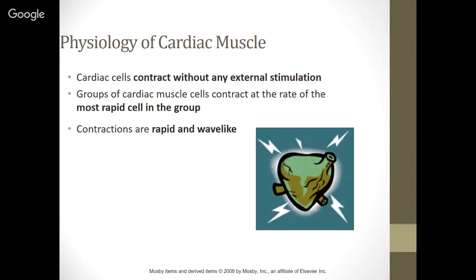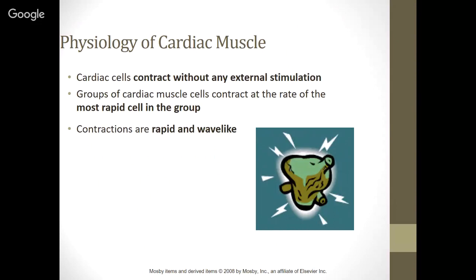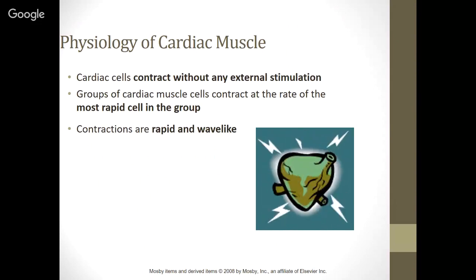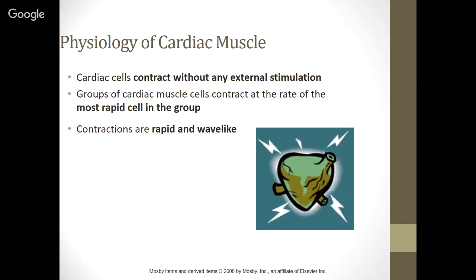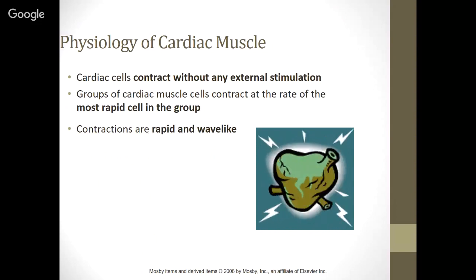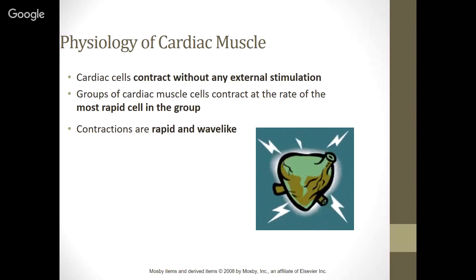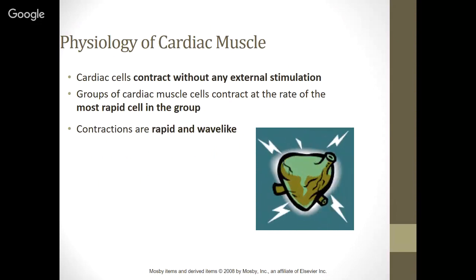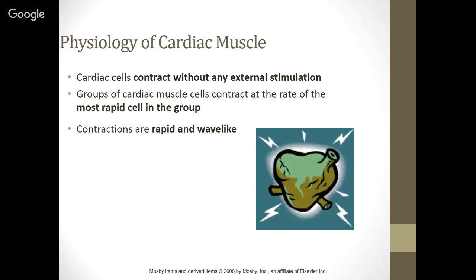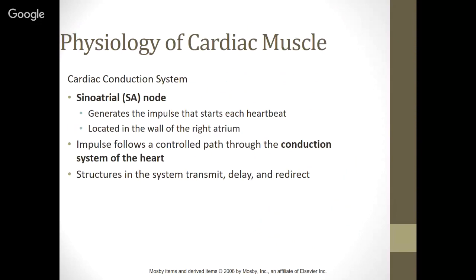The physiology of the cardiac muscle. Cardiac cells contract without any external stimulation. There are groups of cardiac muscle cells that contract at the rate of the most rapid cell in the group. So there's one cell that leads the charge. Contractions are rapid and wavelike. You need to think of this in terms of we need this heart to work in a certain direction, in a certain way, so it's pushing blood in front of it. The contraction needs to happen to push blood in front of it and out of the muscle.